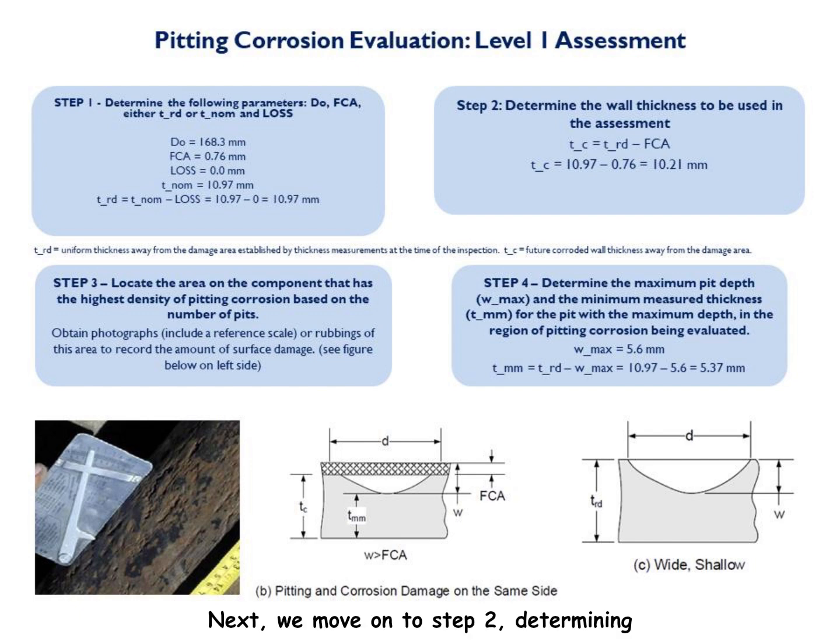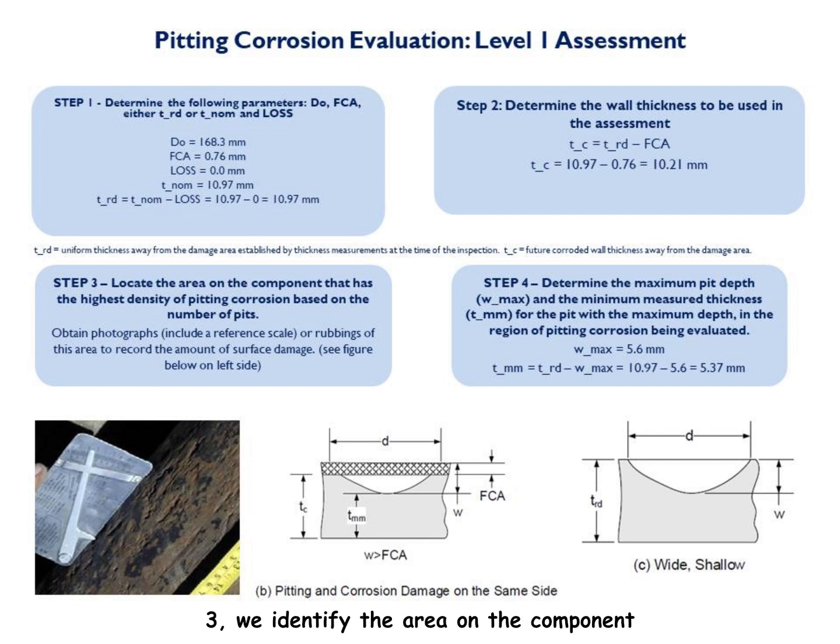Next, we move on to Step 2, determining the wall thickness to be used in the assessment. We subtract FCA from TARD, so TC equals 10.97 minus 0.76, giving us 10.21 millimeters. This is the thickness we'll use as the basis for further evaluation.